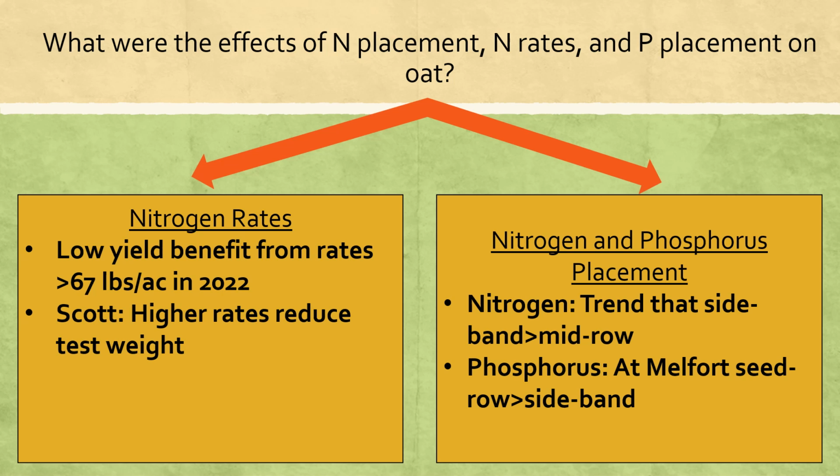And then also we saw the more prominent negative effect of increasing nitrogen rates, which decreased your test weights. And just always keep in mind how the environment of your year will affect response to nitrogen as well. Now when it comes to nitrogen placement, we saw a trend showing that at low rates of nitrogen, like that 67 pounds of N per acre, it's beneficial to get that nitrogen closer to the oat seedling. And then finally, when it comes to phosphorus placement, at Melfort only, we saw a benefit to placing that phosphorus in the seed row versus in the sideband.